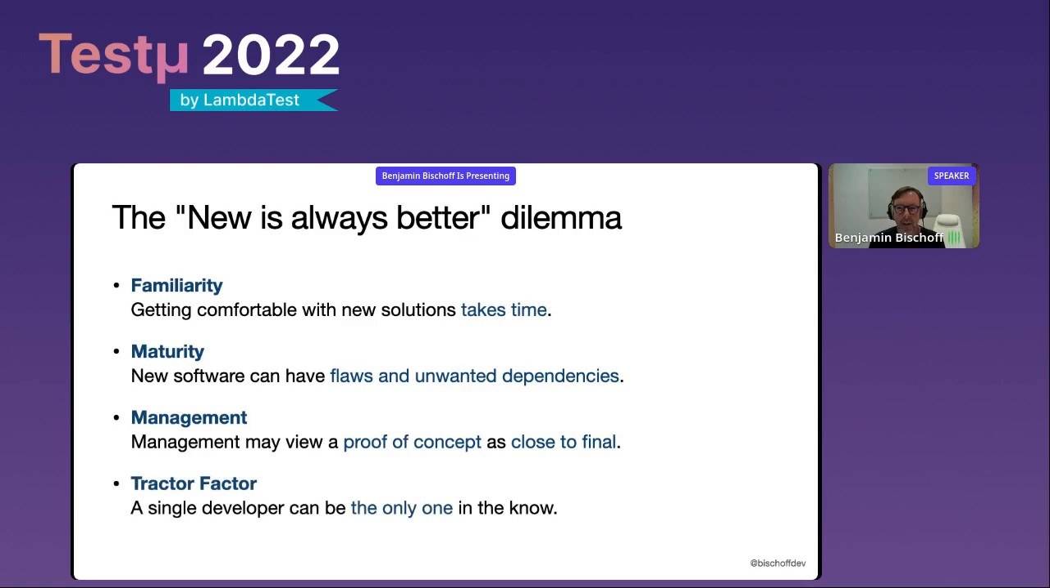And also what a colleague of mine calls the tractor factor, that is commonly referred to as the bus factor. A single developer can be the only one who knows most about the software or a technology or a methodology. So that means if this developer is hit by a tractor, nobody understands the solution anymore.